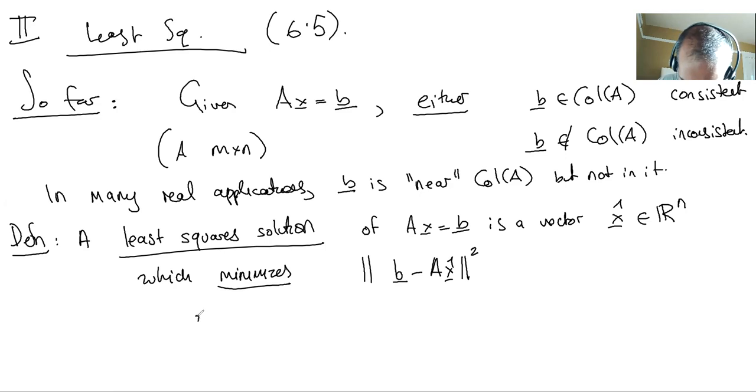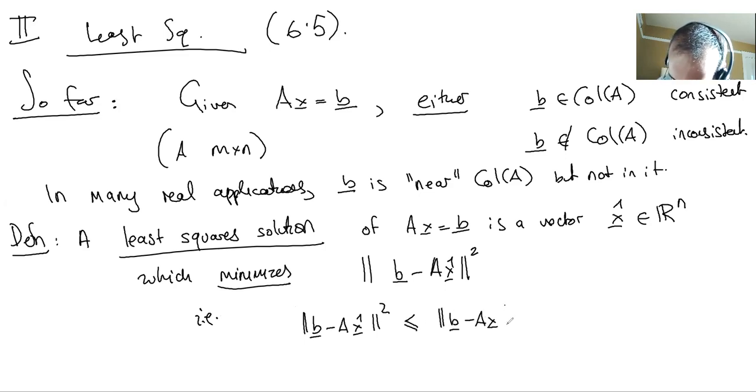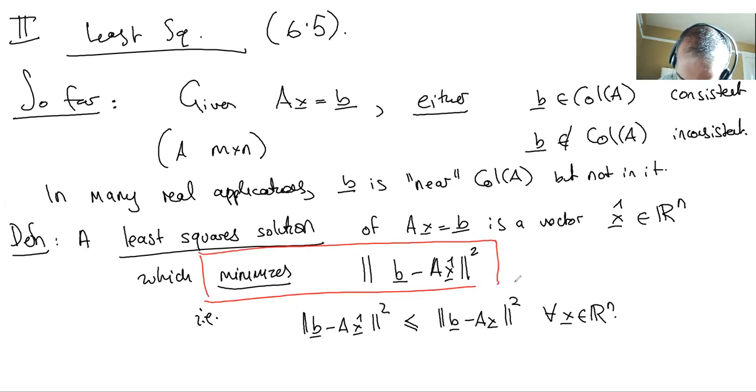OK, so what does that mean? It means that this B minus AX hat is as small as possible. It's less than B minus AX for every X. OK? So the key concept here is minimizing this quantity. And this quantity is called the least squares error.